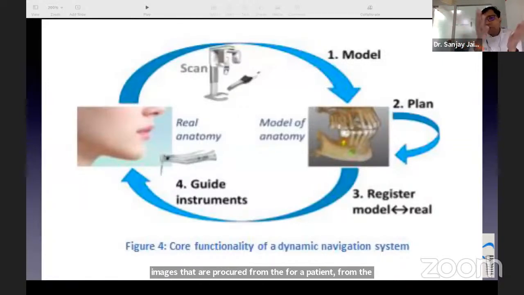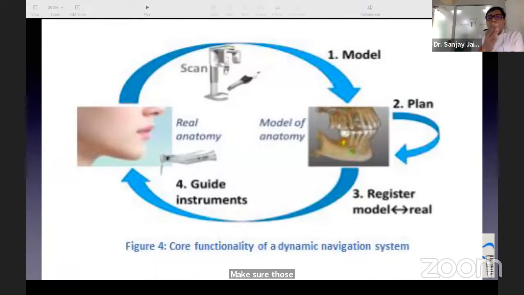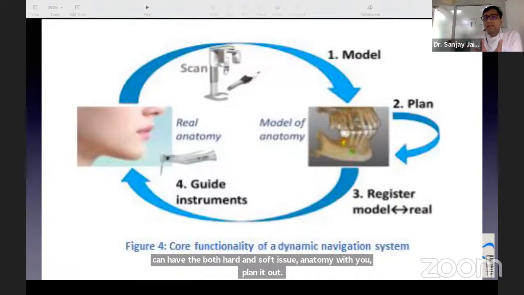That means if you have your own CBCT machine in your department or in your clinic, or you're getting it from a third party, make sure those DICOM images are loaded. If you have an intraoral scanner, you can merge both of these. You can have both the hard and soft tissue anatomy with you. Plan it out. It's much easier to plan these cases.